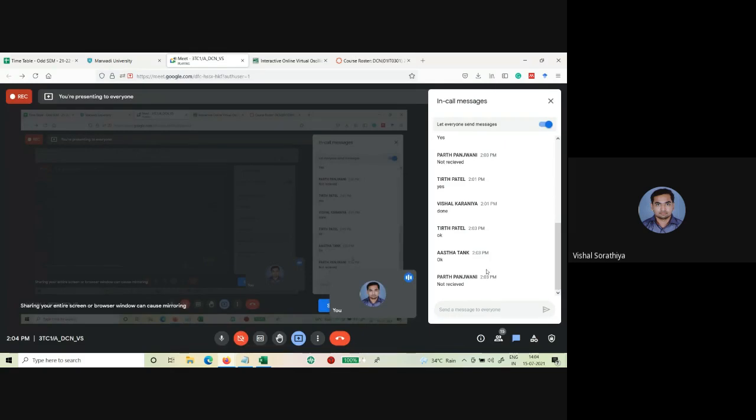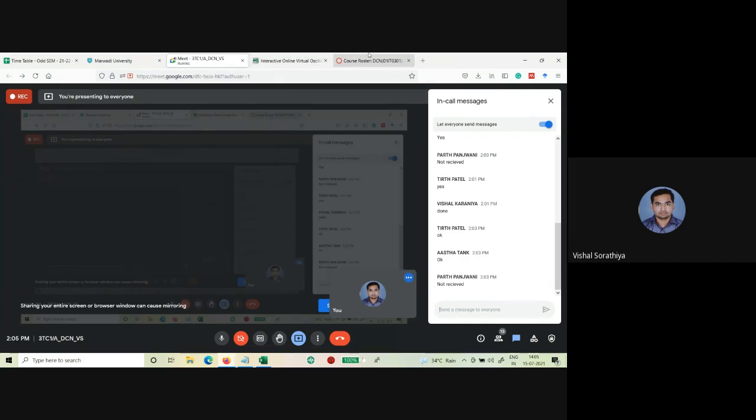Who else has not received? Parth is one. Who is the other? Any other student who has not received the Canvas invitation link, please tell me now. Done, sir. Received. Anybody else who has not received or has any other issue? Okay, I'm considering that all of you have completed this and nobody is pending.